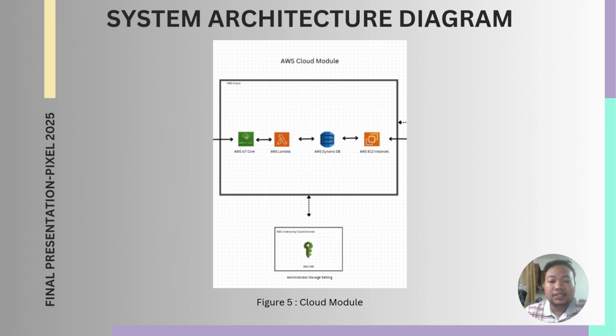And the third one is Amazon DynamoDB, which is a cloud-based database offered by AWS. And the last one is the AWS EC2 instance, which is used to host the web application dashboard monitoring data. And there are also underlying services, which is AWS IAM, that is used to give policies for all the services and allow them to communicate with each other.